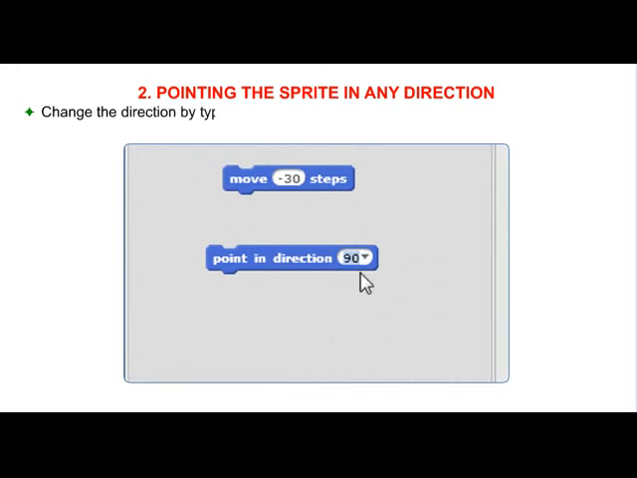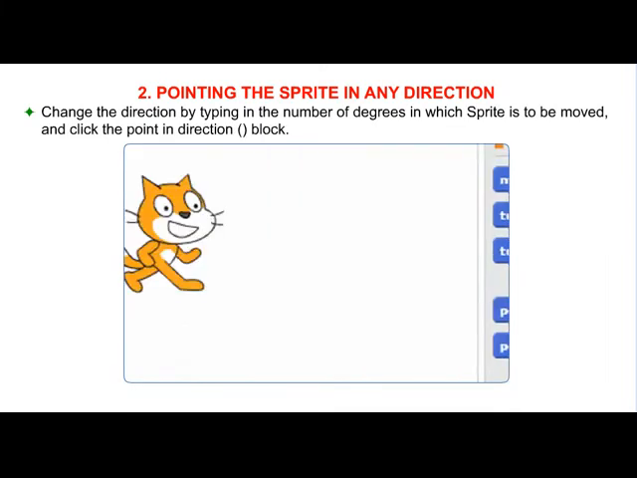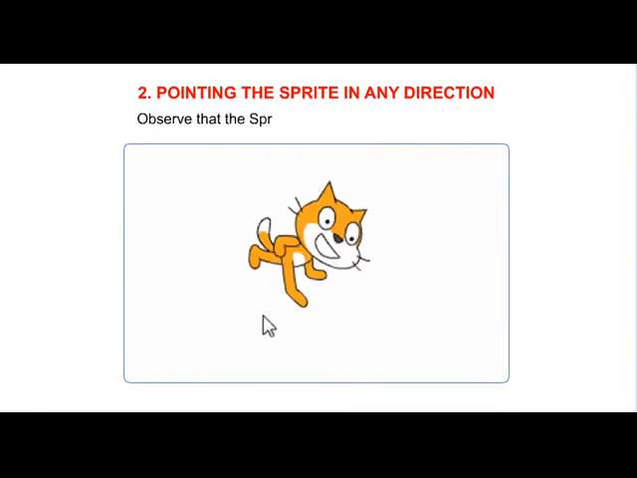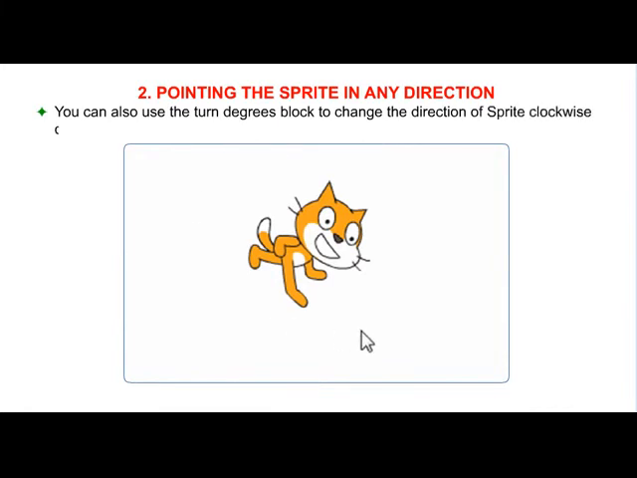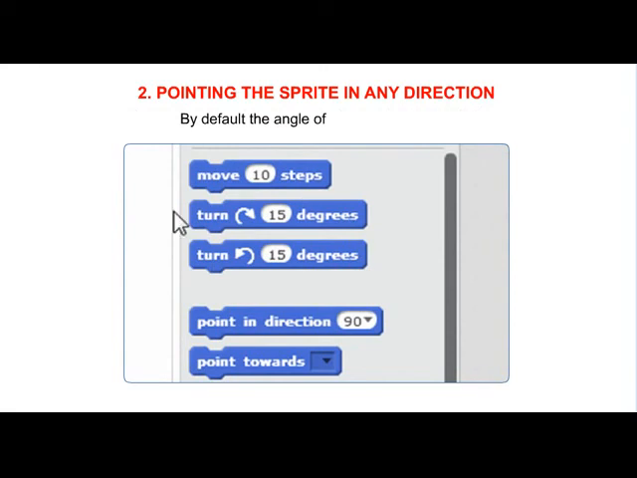By default, it displays 90 steps in the text field. Change the direction by typing in the number of degrees in which the sprite is to be moved and click the Point in Direction block. Observe that the sprite points in the specified direction. You can also use the Turn Degrees block to change the direction of the sprite clockwise or anti-clockwise. By default, the angle of turning value is 15. Change it to 180 and observe the change in the sprite direction.